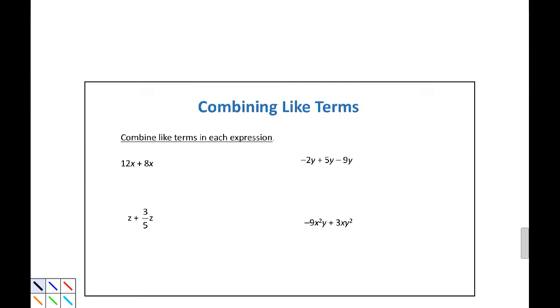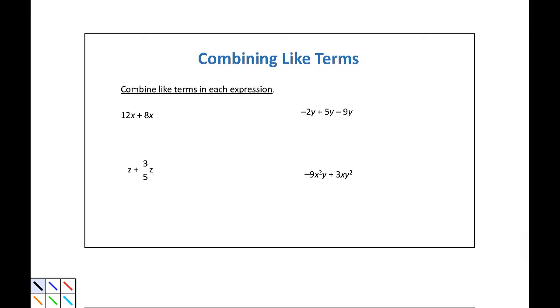Let's look at some combining like terms, as one of those was. Combine like terms in each expression. We have 12x plus 8x. Well, that is equivalent to saying, because these both have x terms, 12 plus 8, and then multiplying that by x. 12 plus 8 is 20, so this becomes 20x.